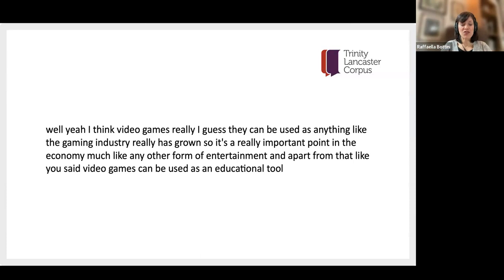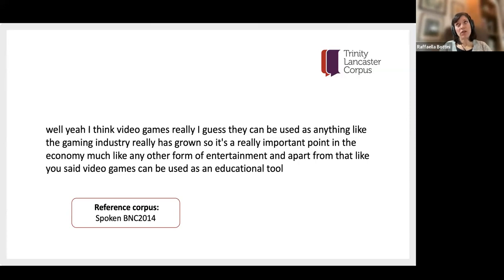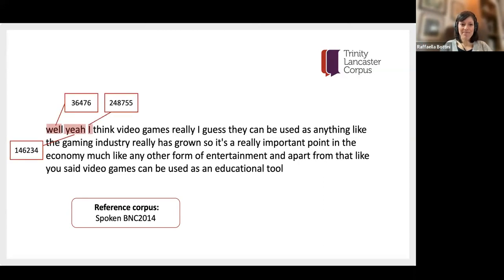In this case, we have an extract produced by a learner who speaks about video games with an examiner. And if I remember well, this learner is at C1 level. You can see that the language is quite complex. So if we look at this extract, we can focus on the vocabulary that it includes. And we can use a reference corpus. In this case, I'm going to use the Spoken BNC 2014 to analyze the type of words that the learner uses. Using the reference corpus, we can extract a frequency score for each word in this extract.